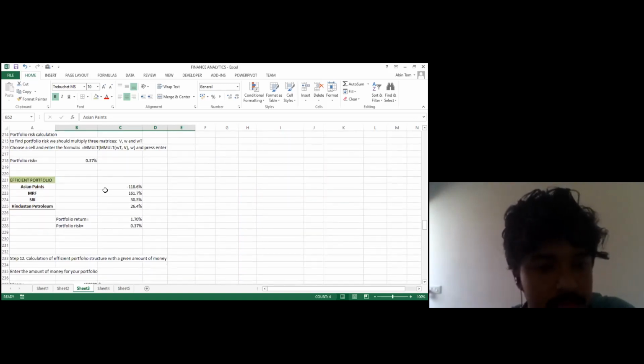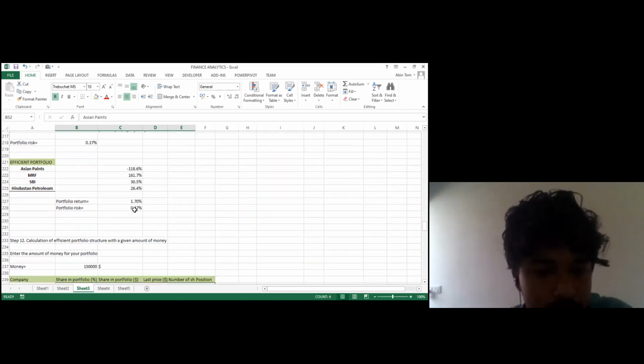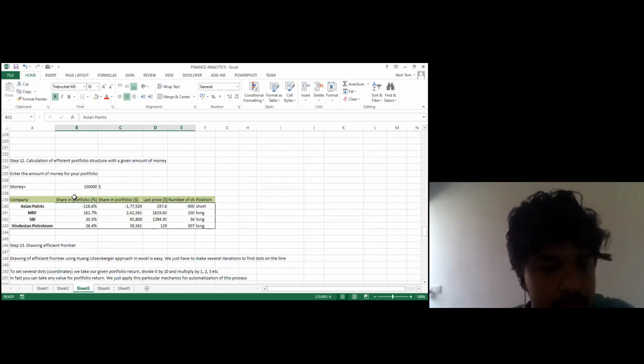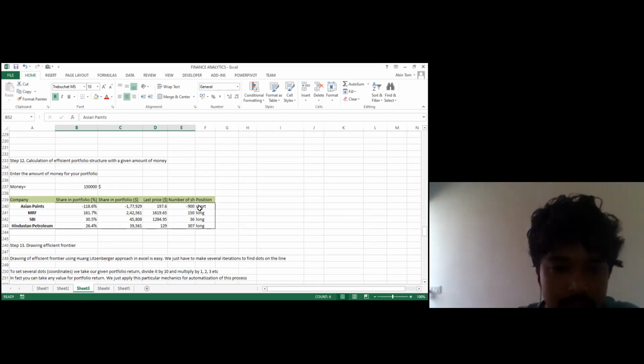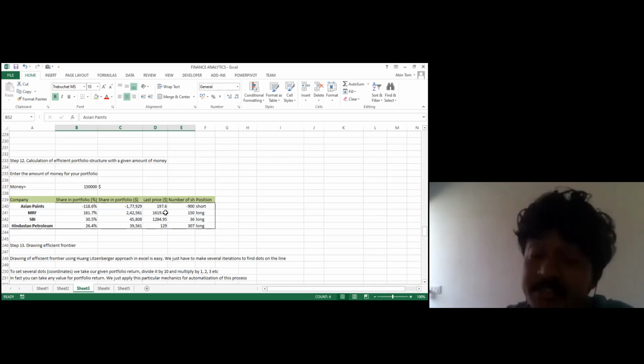So these are the weights of each company. Asian Paints is minus 118.6, MRF 116.7, SBA 13.5, and Hindustan Petroleum is 26.4. So we conclude that Asian Paints is in a short position, and MRF, SBA, and Hindustan Petroleum are in a long position.